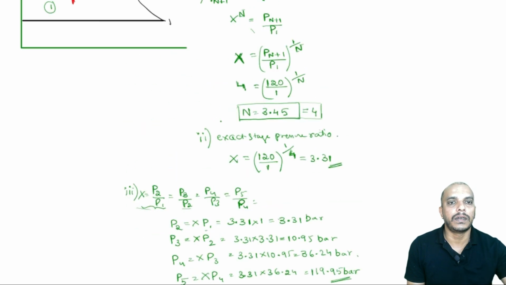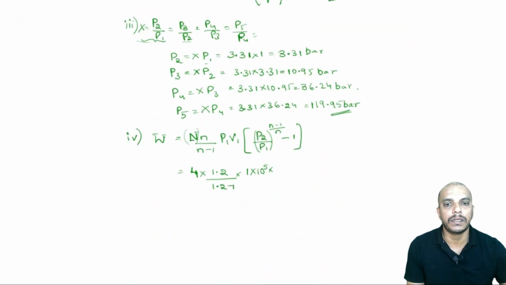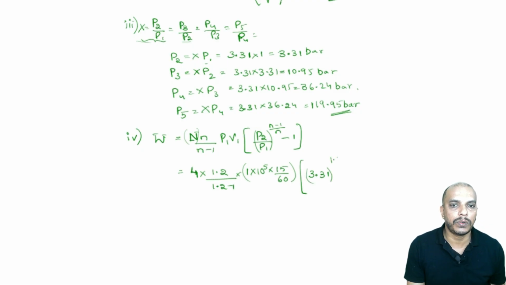The volume is given as 15 meter cube per minute. I will convert that into seconds, so 15 by 60 meter cube per second. The pressure ratio P2 by P1 is 3.31, and the exponent is 1.2 minus 1 divided by 1.2. That must give us the work, that is power. Pressure we have substituted in Newton per meter square, and volume in meter cube per second. So, we will get Newton meter per second, which is joule per second, which is nothing but watt.